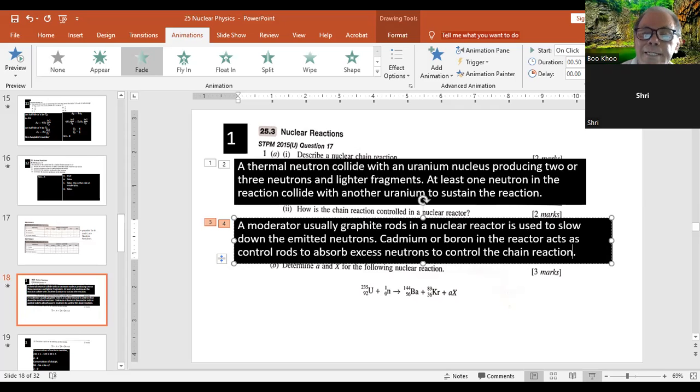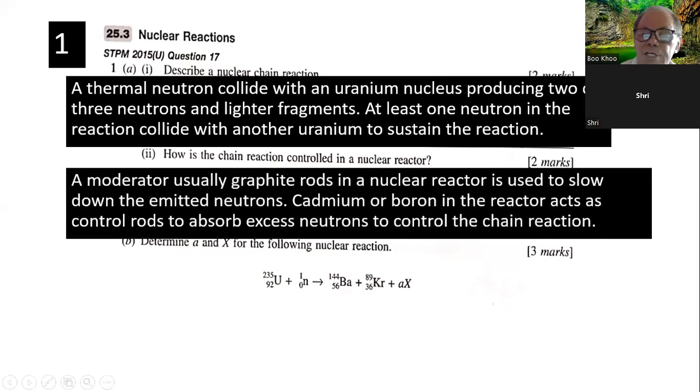Anything not clear? The moderator is not to control. The moderator is to slow down the neutron. If it's a fast neutron, there can be no reaction at all. You want to make sure the reaction takes place, and then you want to control the reaction. Don't want it to go out of control, with a lot of energy produced. You want to make sure that energy is produced sufficiently every time. So that's the purpose of the control rod.